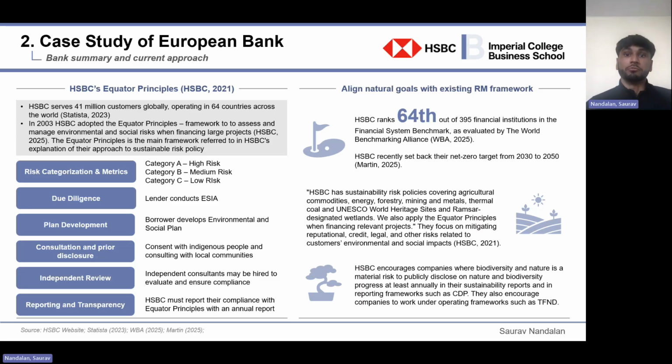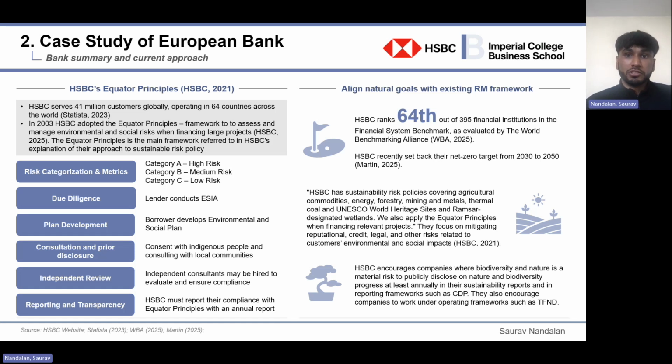HSBC is a global bank with reach all over the world, serving over 41 million customers in 64 countries. Their worldwide operations and clients compel them to be diligent in their mitigation of climate risks, as they have a great reputation for their climate policy. This can be displayed by being placed 64 out of 395 financial institutions by the World Benchmarking Alliance, leaving them susceptible to reputational risk.